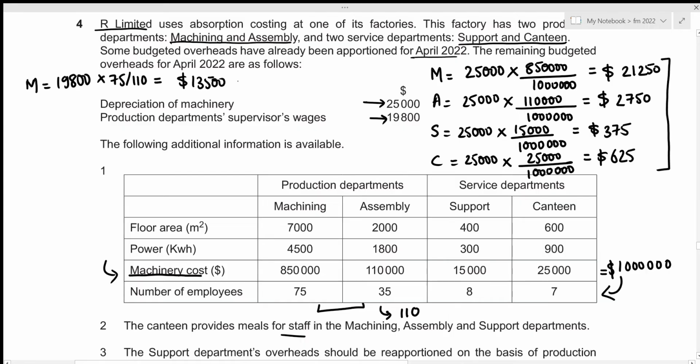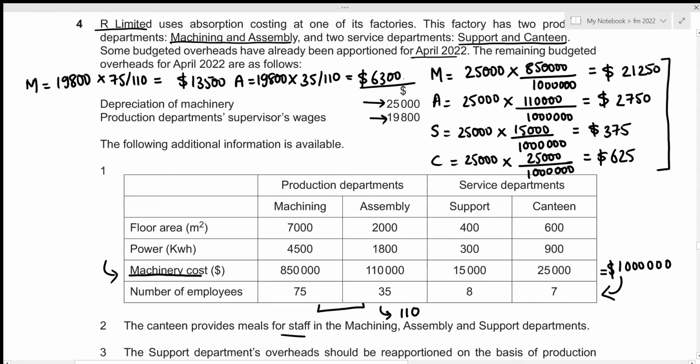And now for assembly department, that's 19,800, and we can see that 35 employees out of the 110 belong to assembly. So that's 35 by 110, which gives the production department supervisor's wages to be apportioned to the assembly department, to have the value of 19,800 times 35 by 110, which gives the amount of 6,300.